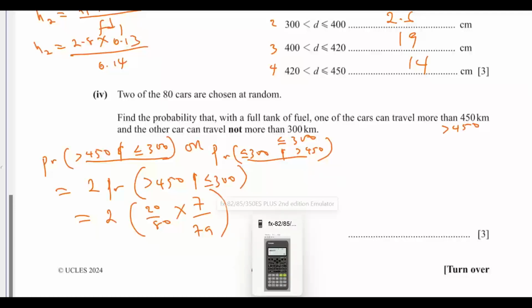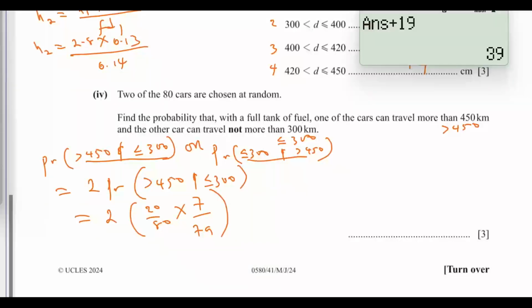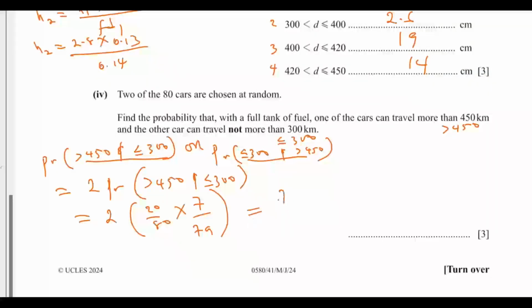So you can pick your calculator and input this. We need a fraction. Let's take the fraction. So it will be 20 multiplied by 7. Then you come down, so you have 80 multiplied by 79. Hit enter, you get this. Then multiply the final answer by 2. You get this, that is 7 over 158. So 7 over 158.